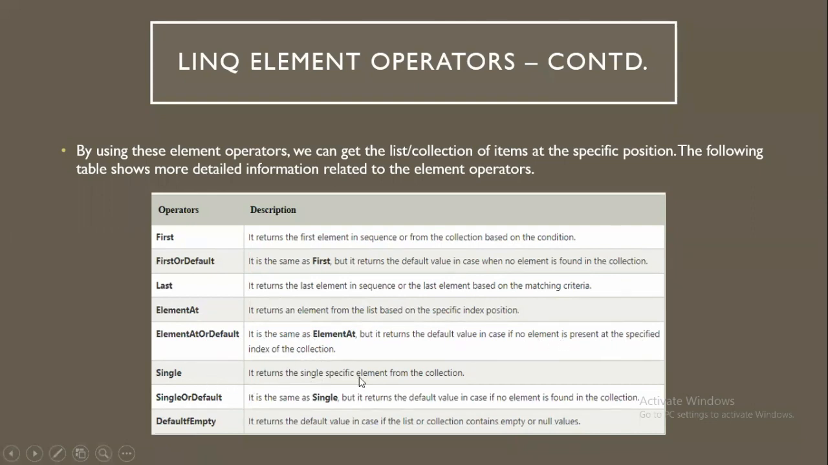Single returns a single specific element from the collection. SingleOrDefault is the same as Single, but returns the default value if the element is not found in the collection. DefaultIfEmpty returns the default value in case the list or collection contains empty or null values.